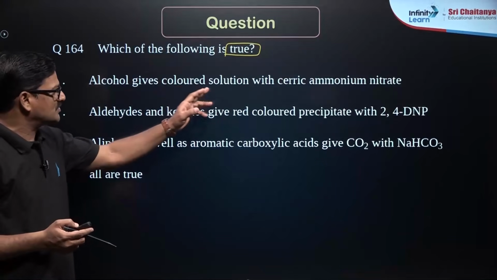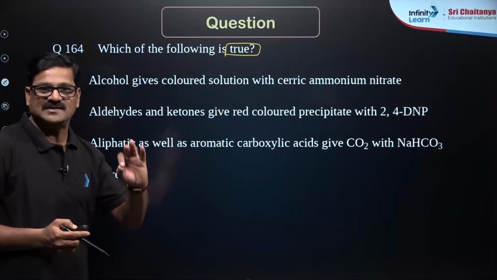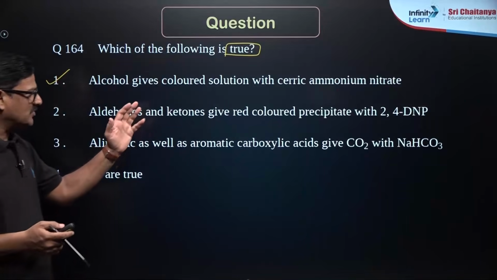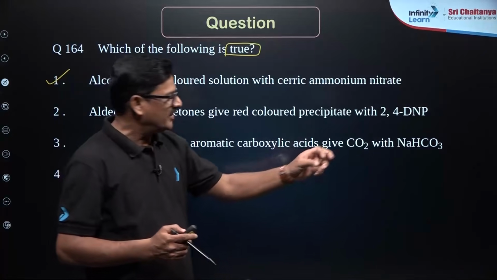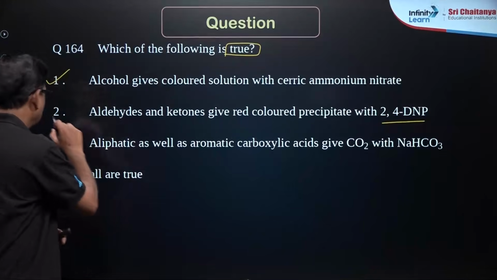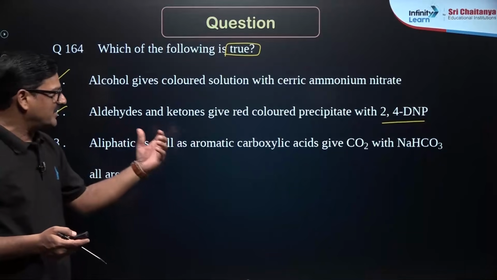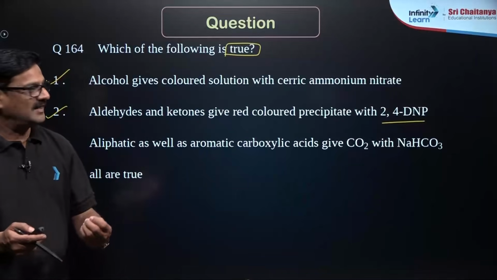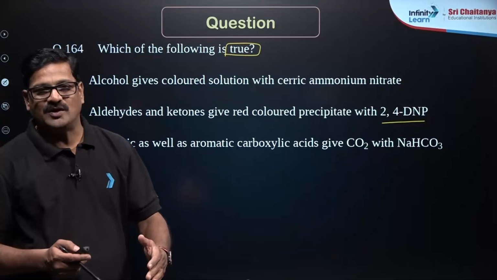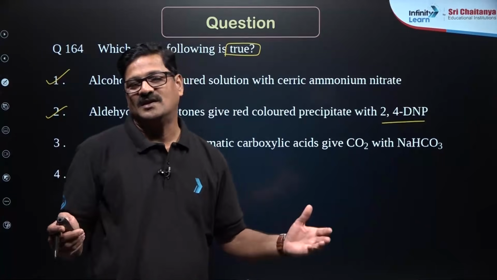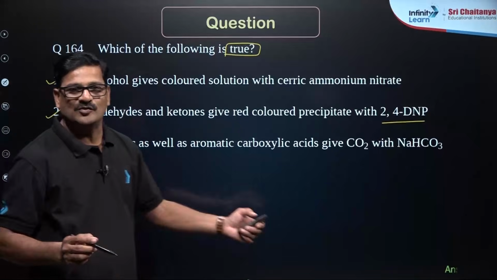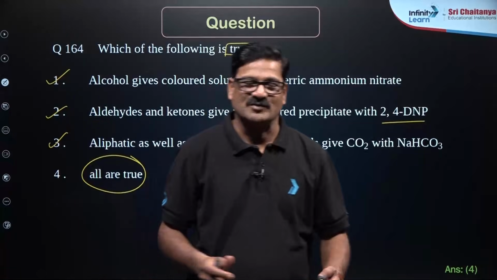Alcohol gives colored solution with ferric ammonium nitrate. It is a phenomenal and it is a true statement. Aldehydes and ketones give red colored precipitate with 2,4-DNP, just in the previous question paper we have seen, and this is also correct. Aliphatic as well as aromatic carboxylic acid give carbon dioxide with sodium bicarbonate. So all acids will give carbon dioxide when it is treated with sodium bicarbonate. This is also true. All statements are true. Option 4 is the correct answer for this question.